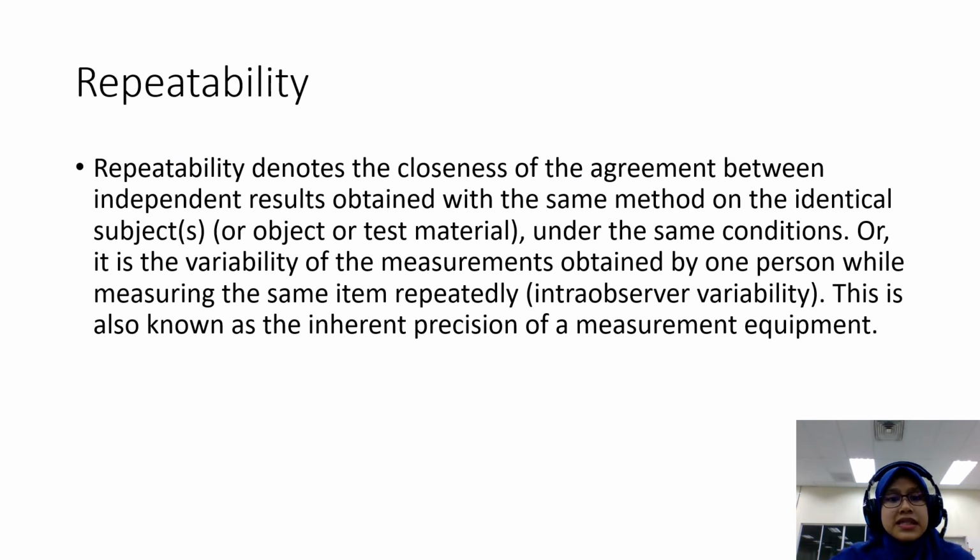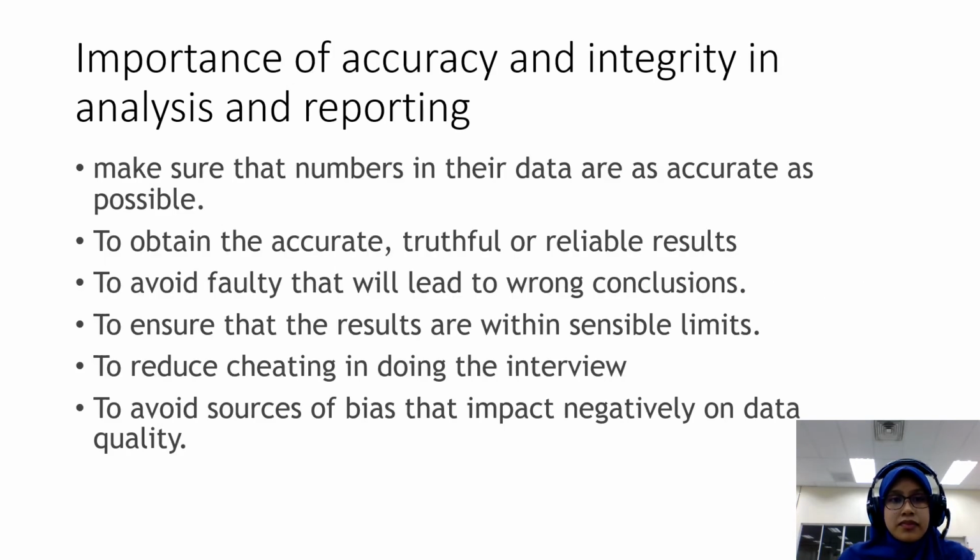For repeatability, repeatability denotes the closeness of the agreement between independent results obtained with the same method on identical subjects or objects or test material under the same conditions. Or it is the variability of the measurements obtained by one person while measuring the same item repeatedly. This is also known as the inherent precision of a measurement equipment.